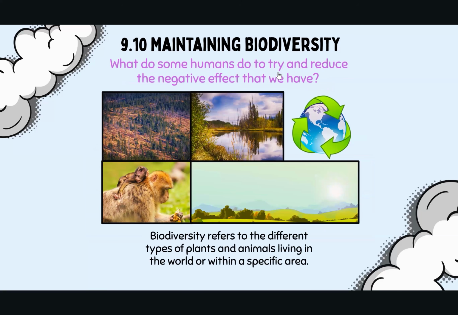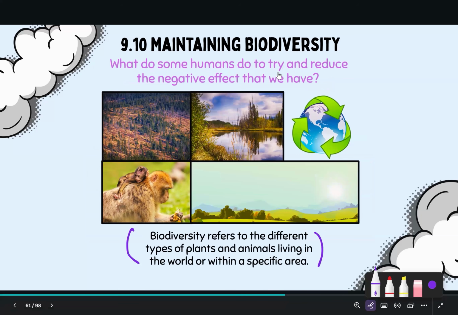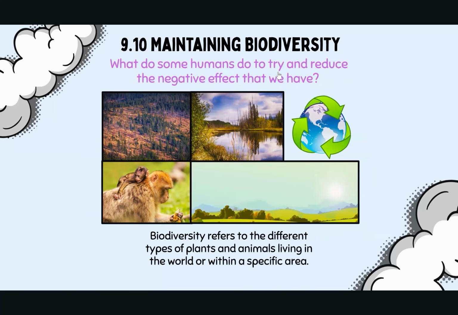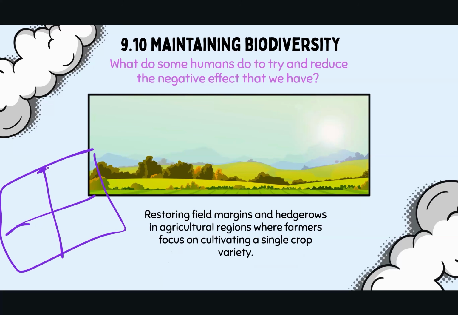Now, what do some humans do to try and reduce the negative effects of what we have? So biodiversity refers to the different types of plants and animals living in the world or within a specific area. So one thing some farmers have started to do is restore field margins. So if, for example, someone's got a farm and in each section they were growing something separate, traditionally there were hedgerows separating each part of the farm.